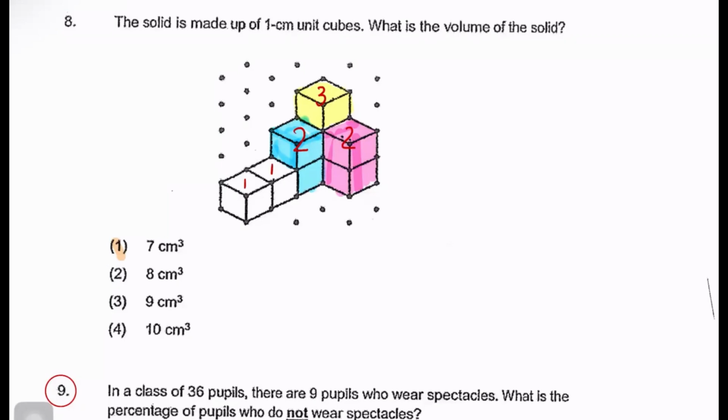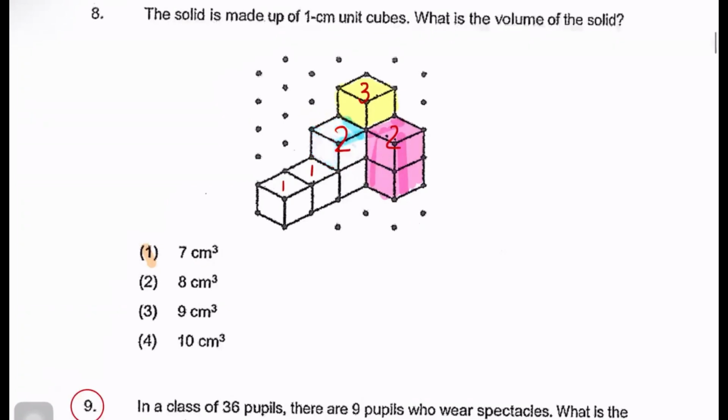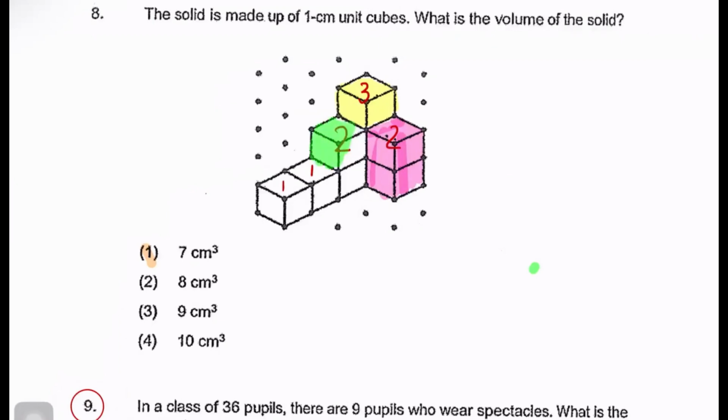Then maybe I should change the color of the blue to green. I will try to match. Okay, use the color green. Then I have 2 green cubes next to the white cubes. I'm trying to replicate what is drawn. Then I also have another 2 cubes, pink, on this side, correct?